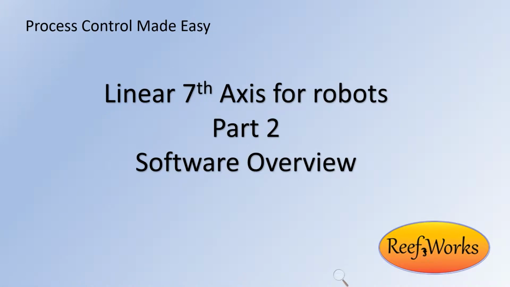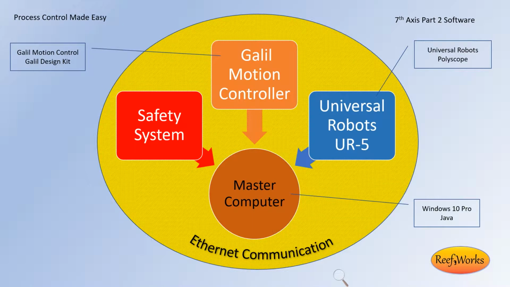This is our part number 2, the linear 7th axis for robots. We'll be doing a software overview and then dive into the Java code. So, what does our system look like?